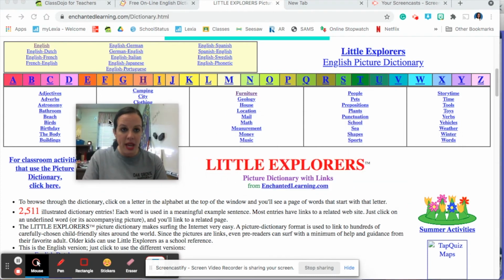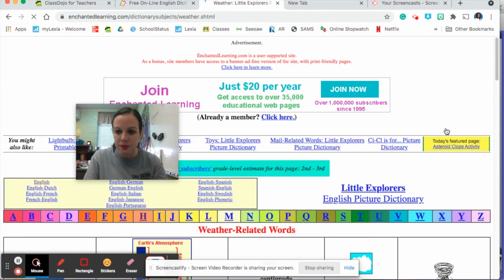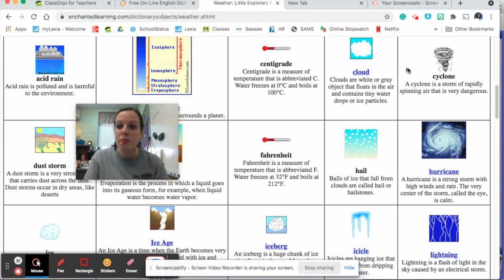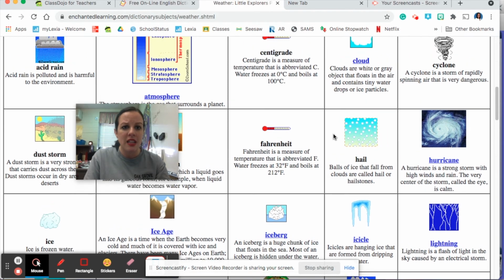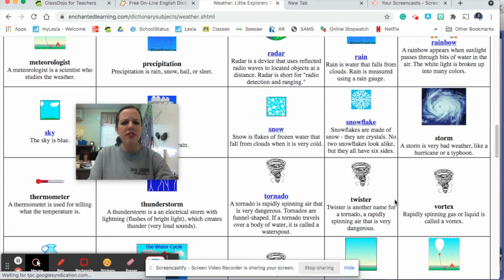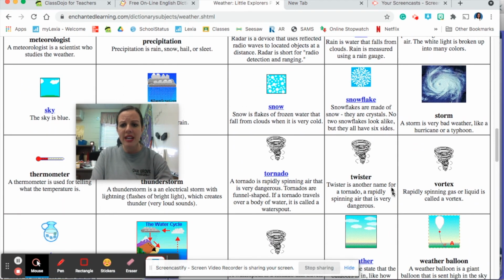So I'm going to show you how cool this is. What did Miss Morris say we had to write about? Weather. So let's say we had to write about weather. You come over here to weather and you click where it says weather. And this amazing picture dictionary is now going to give you pictures of words that you might never have even thought about before, like acid rain or a dust storm or icicles or a rainbow. And now when you're writing about weather, you know all of these great terms that you can include in your writing. Like look at the word vortex. A rapidly spinning gas or liquid is called a vortex.